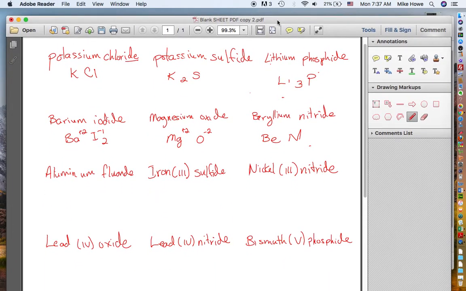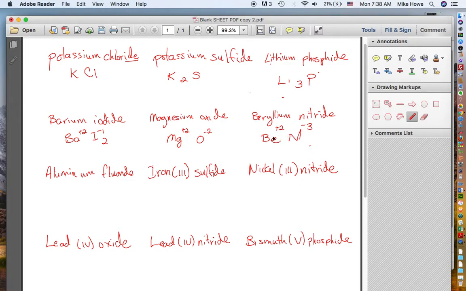Well, 2 and 3 are not equal, and I can't multiply 2 by something to get 3, nor can I multiply 3 by something to get 2. So I have to look for a number that is divisible by both of these numbers. We call that a least common multiple. And the number that is divisible by both 2 and 3, the smallest one, is 6.